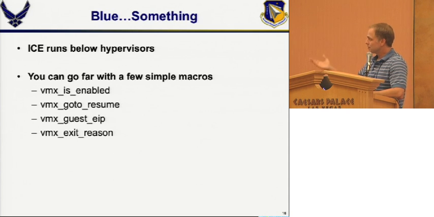I've got a function, VMX is enabled, that just tells you, hey, is VMX mode on right now? Go to resume is basically like execute to return. When you're in the hypervisor, at some point you've got to resume the VM, and so this just steps through till you get to the end of your handler. Guest EIP says, what is the current instruction pointer of the guest when I'm in the hypervisor? The exit reason: you can get all kinds of useful information from the VMX system. Exit reason says, why did I end up in the hypervisor?